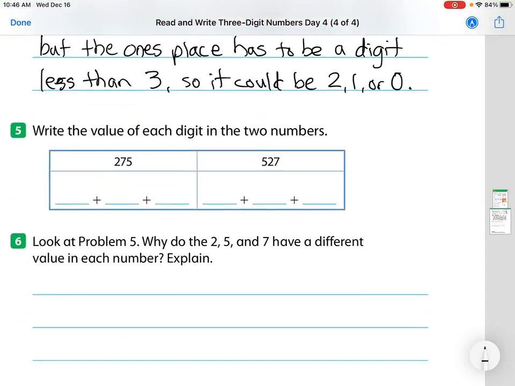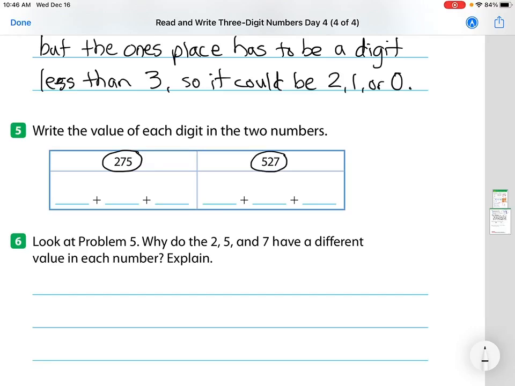All right, so let's take a look at our next one. It says, write the value of each digit in the 2 numbers. Okay, so here's one number that you're going to be writing the values below, and here's the other number that you need to write the values out below.